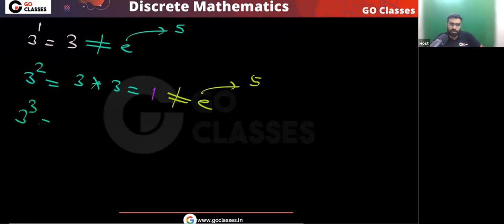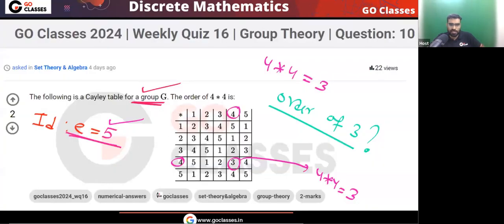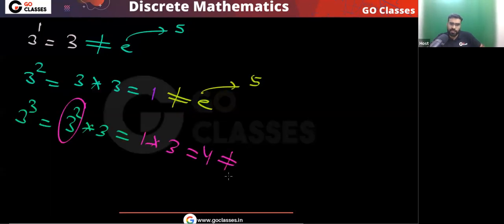Okay, so anyway, remember, this is not the identity element. What about 3 power 3? 3 power 3 means 3 power 2 into 3. 3 power 2 is already 1. What is 1 star 3? That is 4. Did you get the identity element? No, this is not the identity element. The identity element is 5.